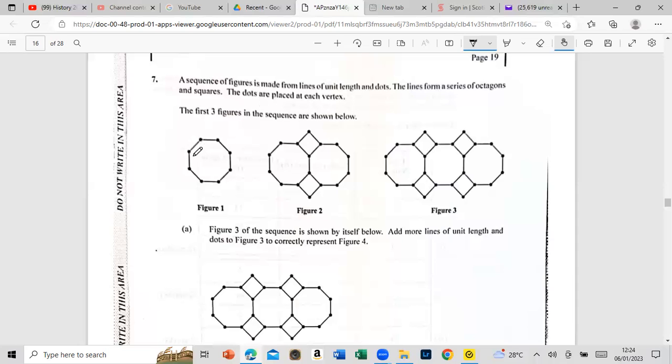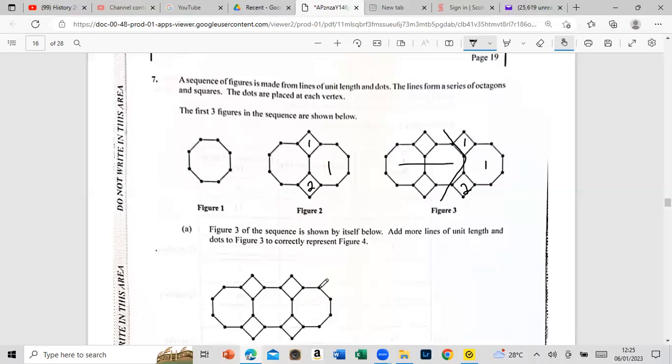All right, so we have 1 octagon. What do we end up with now? We end up with 2 octagons. So what did they add? They added 2 of this and 1 of this. Let me see the pattern there. So all we'll have to do is draw a square upon it.